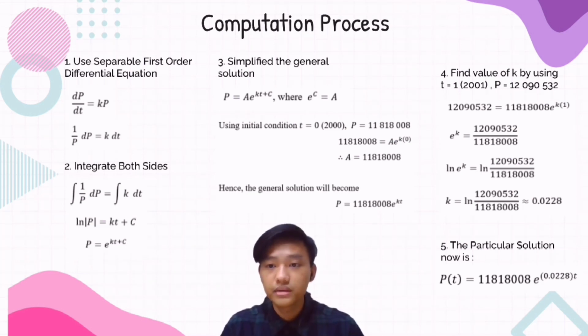And then we will find the value of k by using the condition of t equals 1, which represents year 2001, and P equals 12,090,532. Then we will substitute the values into the general solution, and we obtain the value of k is approximately 0.0228. And lastly, the particular solution has now become P(t) equals 11,818,008 times exponential to the power of 0.0228 times t.